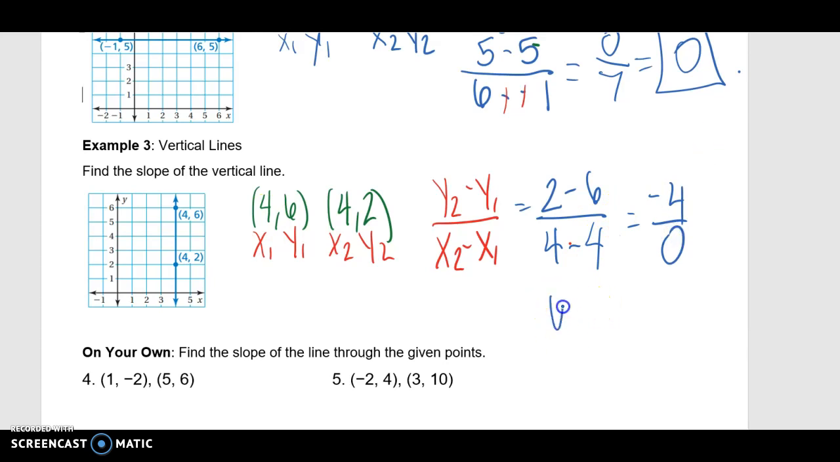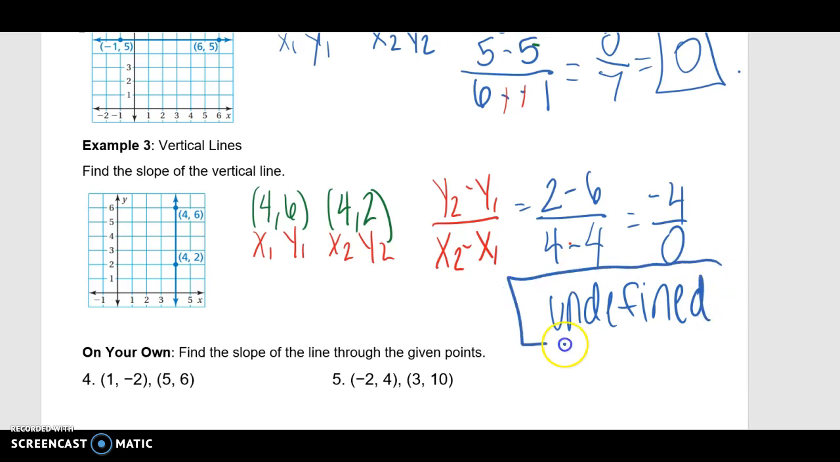Whenever we're dividing by 0, that is undefined. And we know from the slope dude video that whenever he is going straight down, he yells the worst cuss word in math, which is undefined.